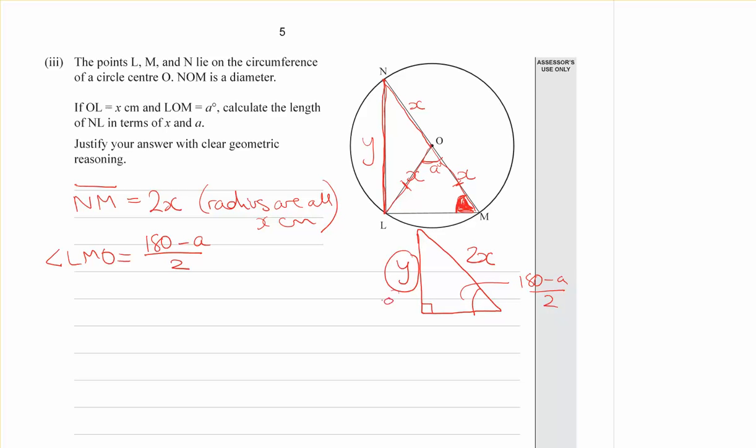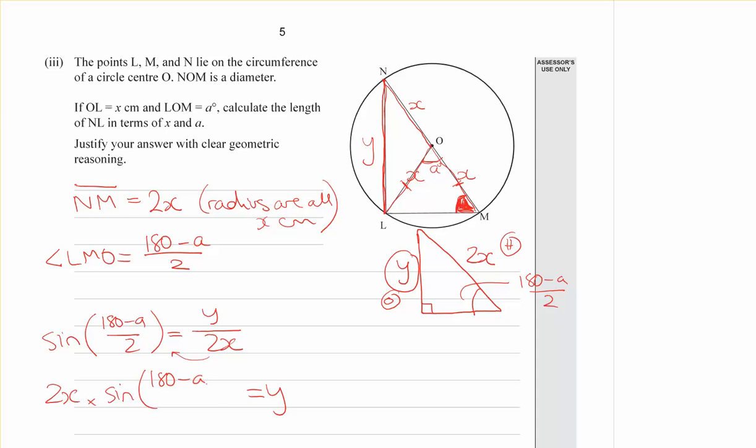Now I have the opposite side, I have the hypotenuse, so I can see that sine of the angle equals opposite over hypotenuse, and therefore to work out y we'd need to multiply by 2x on the other side. There's other ways you can do this problem as well, but there's one way with a satisfactory answer.